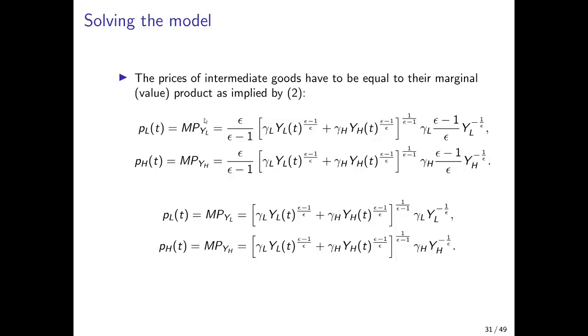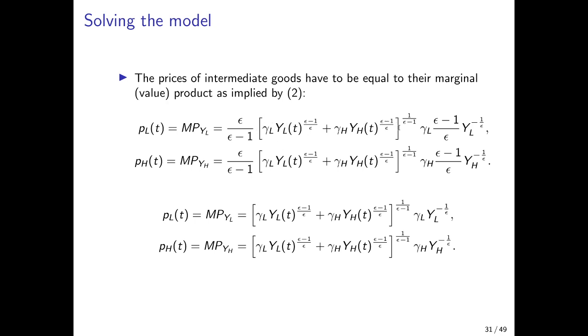Now we can compute the marginal value products of the intermediates in final goods production, so of intermediate YL and intermediate YH. This is done by taking the derivative of the final goods production function with respect to the production factor under consideration. If we take the derivative with respect to YL first, then from the aggregate production function we get the exponent down due to the chain rule. The exponent is epsilon over epsilon minus 1, and the exponent itself is reduced by 1, which means we subtract epsilon minus 1 from the numerator, and what remains is 1 over epsilon minus 1 in the exponent.